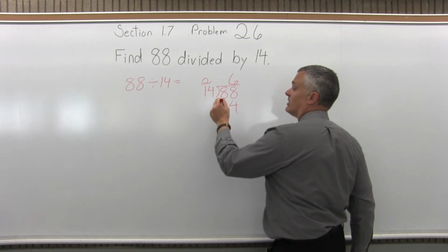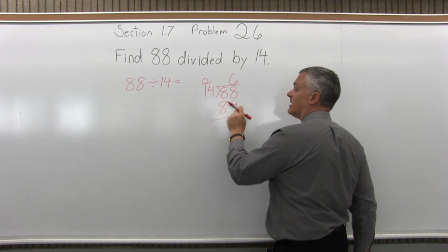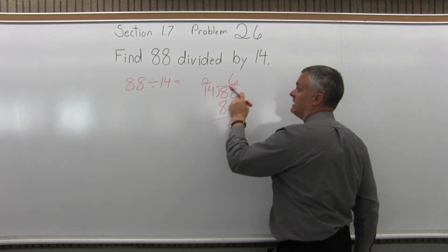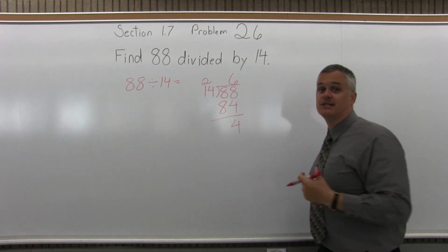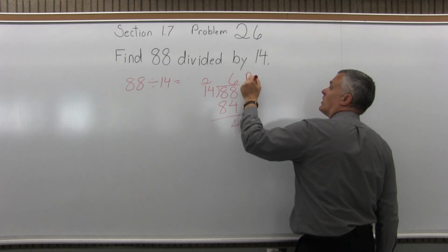So that gets it pretty close. I get 84. Now if I subtract 88 minus 84, I get 4, which is a good answer. It's less than the 14. And there is no more next digit to the right, so that's as far as it goes. So the 4 is the remainder.